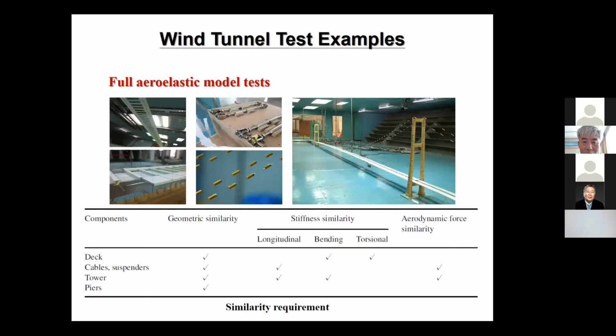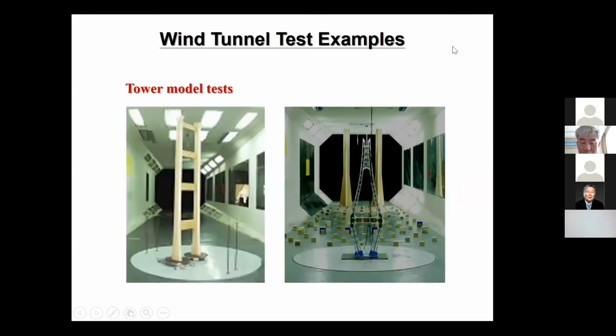For bridges, we also do a lot of full aeroelastic model tests. Here is just a list of what we have to consider for the deck, for cables, for towers, for piers. We have geometrical similarity. Of course, we have to satisfy it, and we have to consider stiffness and aerodynamic stiffness similarities. It is quite complicated for the bridge side because the bridge is very sensitive and has a very small damping. It's very flexible structures.